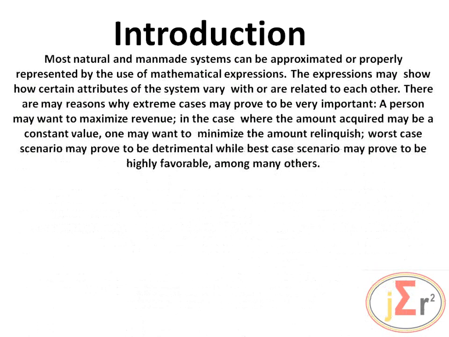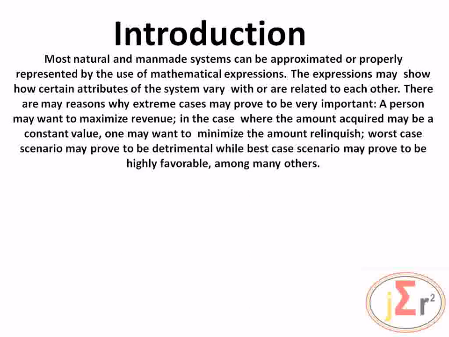Most natural and man-made systems can be approximated or properly represented by the use of mathematical expressions. The expressions may show how certain attributes of the system vary with or are related to each other. There are many reasons why extreme cases may prove to be very important. A person may want to maximize revenue. In the case where the amount acquired may be a constant value, one may want to minimize the amount relinquished.